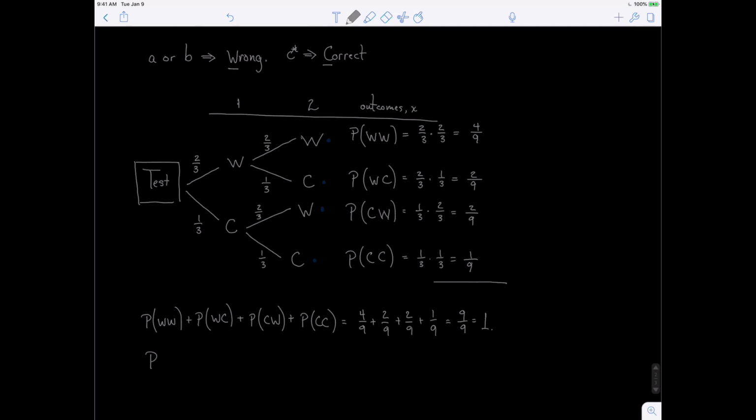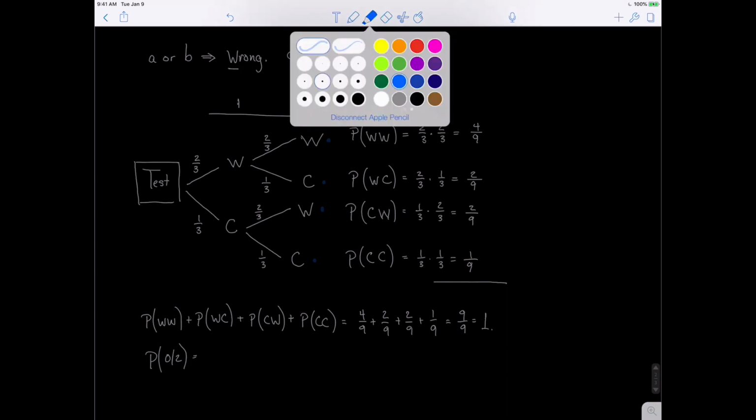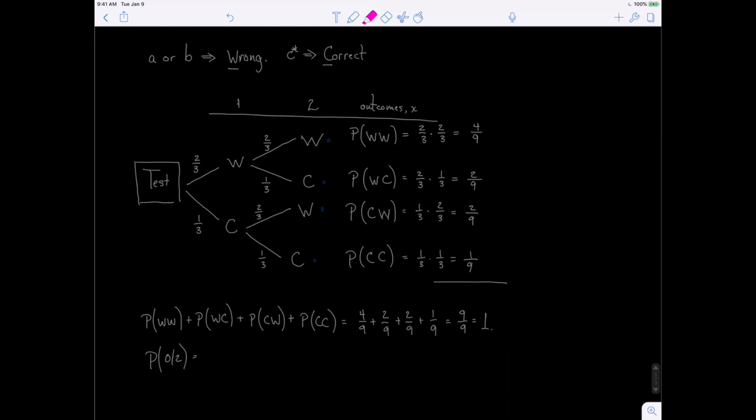So now let's go through the same set of steps. The probability of getting a score of 0 out of 2, let's use the pink. The probability of getting 2 wrong was a wrong and then a wrong, and we found out that was 4 out of 9. So that's 4 ninths.